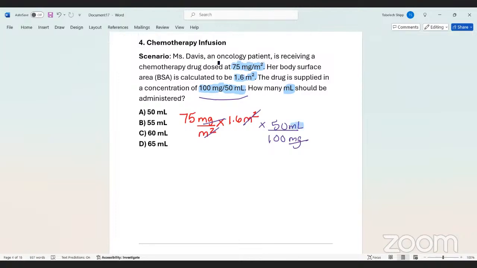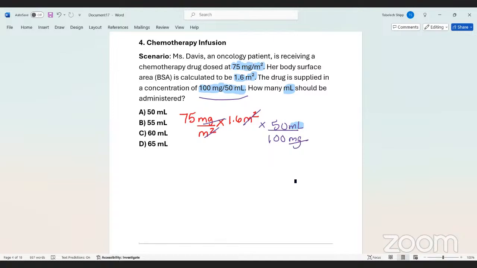So again, plug it into the calculator. You've got 75 times 1.6 times 50 divided by 100. And you're given the answer of 60. So the answer is C. Yes, thank you, Sandra. Yes, this makes sense now.